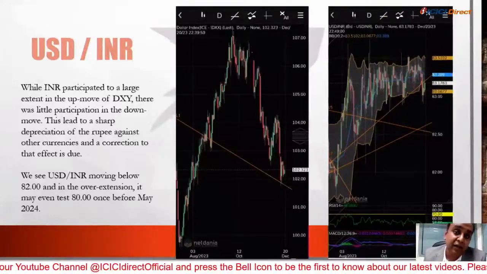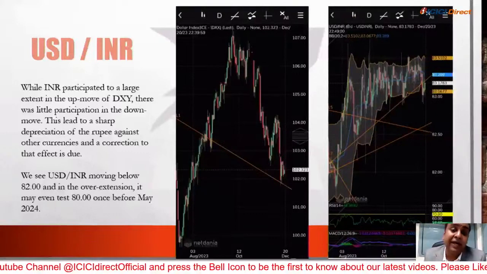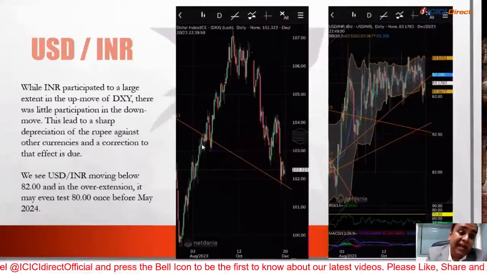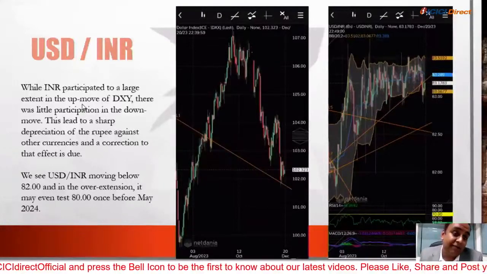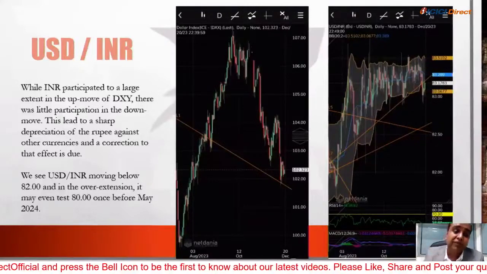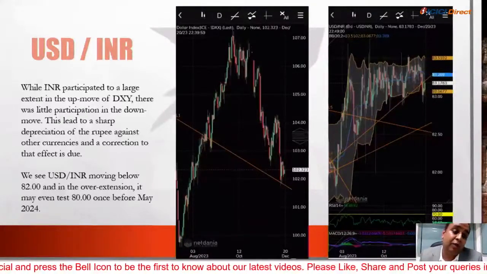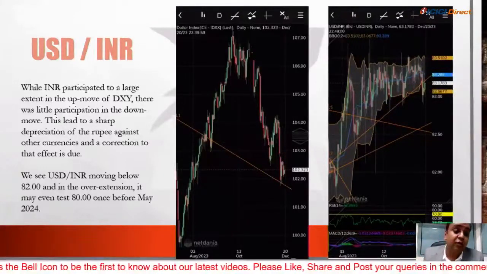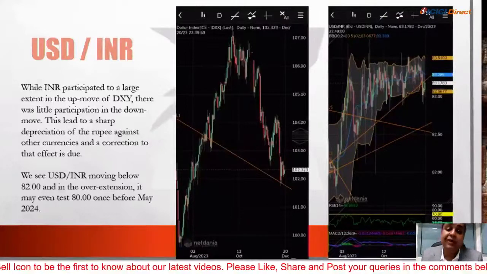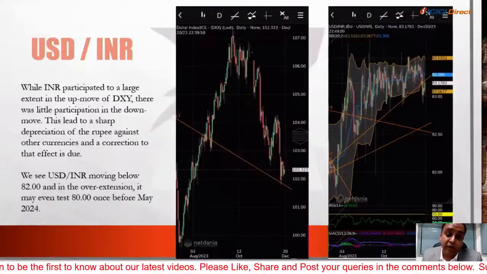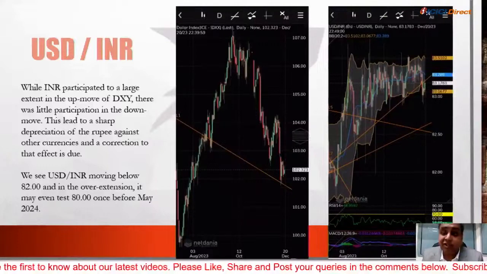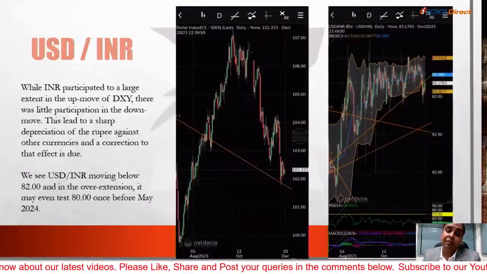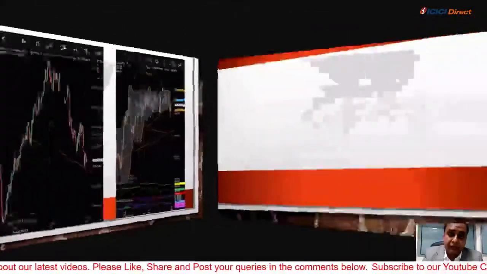So when we look at it, we usually look at only the dollar rupee factor, but the depreciation of the rupee against the other currencies have been much sharper, and we expect that to appreciate. So while INR, I'm just going to read out what's there on the left. While INR participated to a large extent in the up move of the DXY, there was little participation in the down move. This led to a sharp depreciation of the rupee against other currencies, and a correction to that effect is due. So we see USD INR moving below 82 from here. And if there is an overextension of that rally, it may even test 80 once before May of 2024.